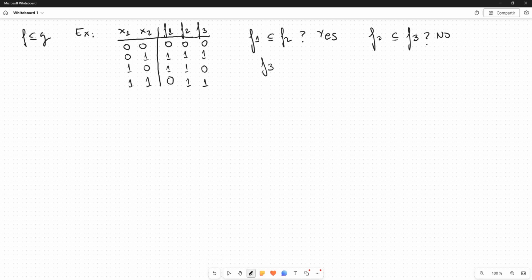Does f3 imply f2? So we have to look at f3. f3 is 1 for these two combinations. And f2 is also 1 for these two combinations. So yes, f3 implies f2. I think that this is easy to understand. Okay, we continue with the definitions.